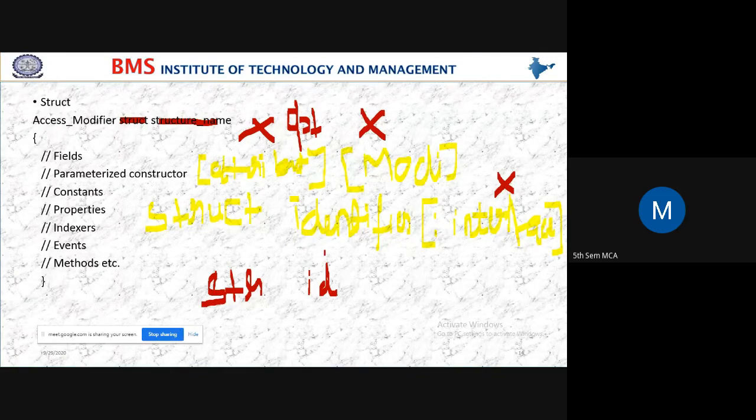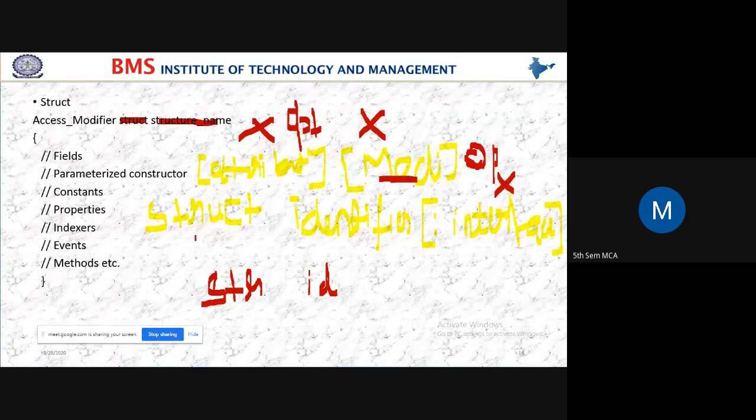Yes, understood, students? Here the attribute is an additional declarative information, and it is optional. And the modifier is public, private, protected, internal, virtual, abstract, override, static, new. Any modifier you can take, and this entry is also optional.